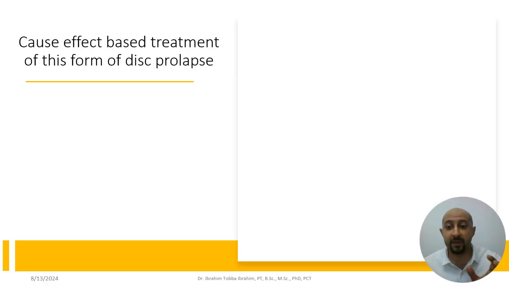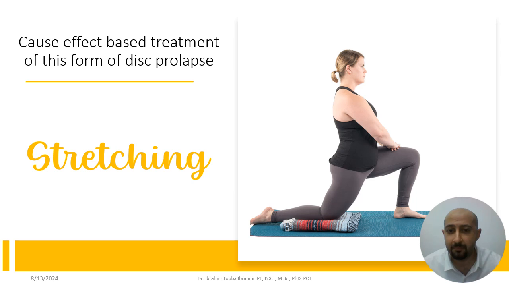Let's use the cause-effect relationship to produce a treatment for this form of disc prolapse. It's very simple. If the cause is a short psoas major, just stretch it. For this patient, treatment will basically be stretching of the psoas major as a main part of his or her physical therapy treatment program.